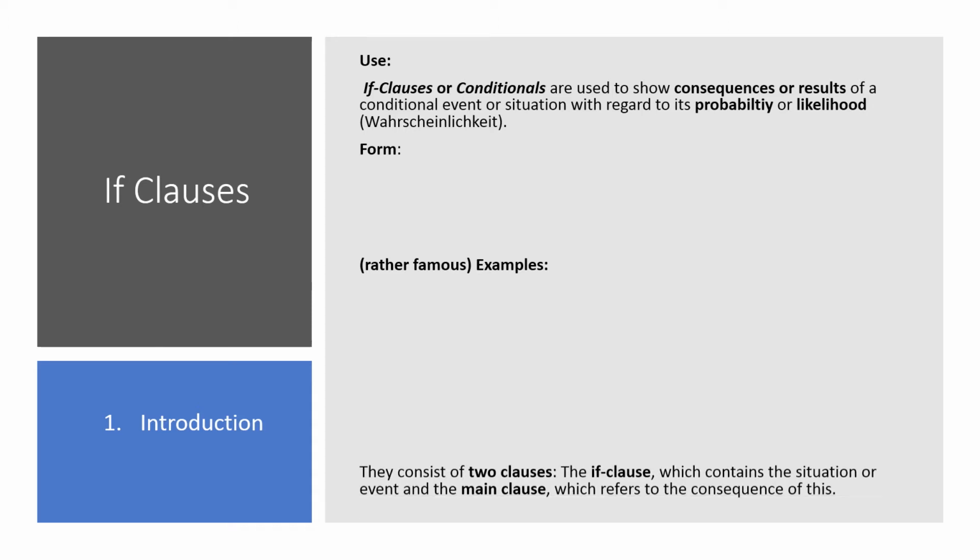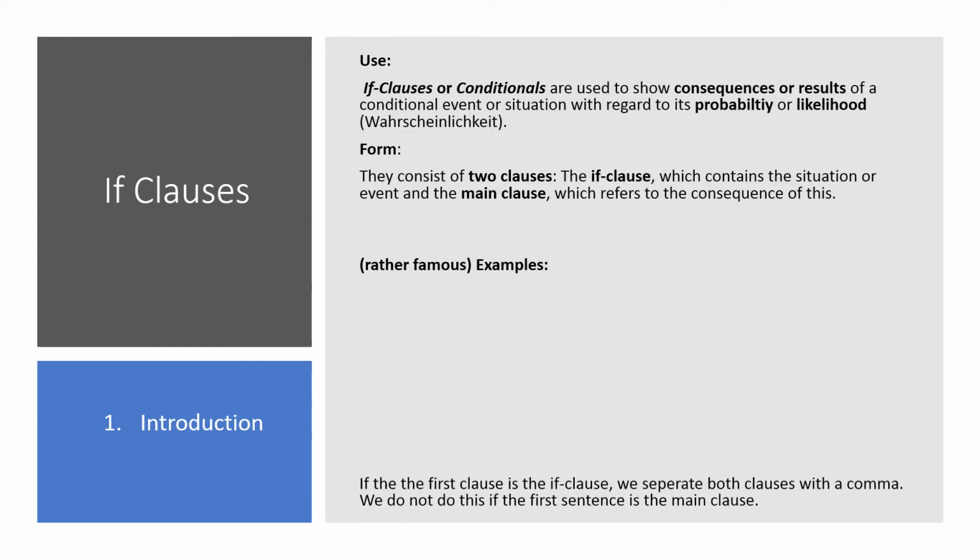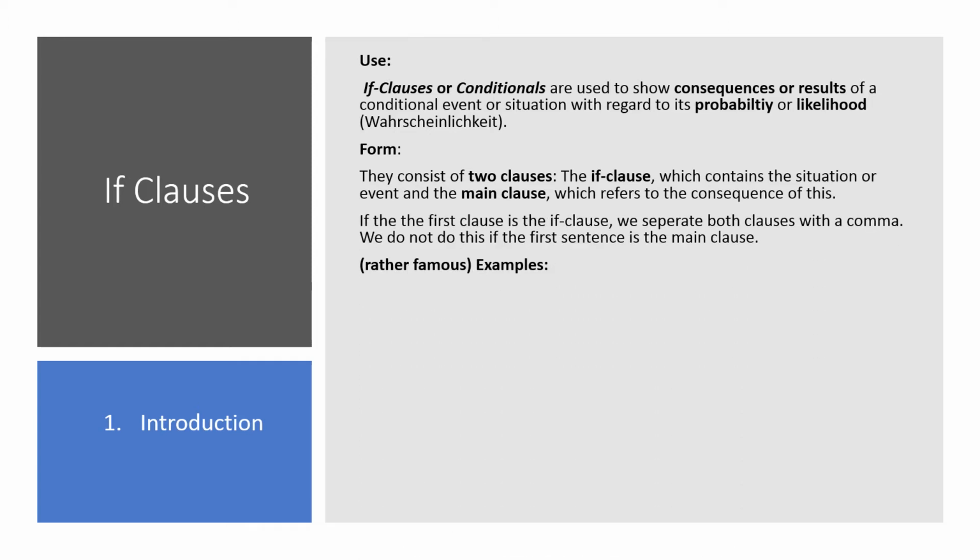And how do we form them? Well, they always consist of two clauses. The if clause, which contains the situation or event, and the main clause, which refers to the consequence of this event or this situation. And if the first clause is the if clause, we separate both clauses with a comma, like I did in this sentence. And we do not use a comma if the first sentence is the main clause.